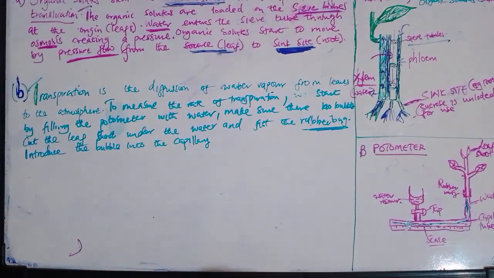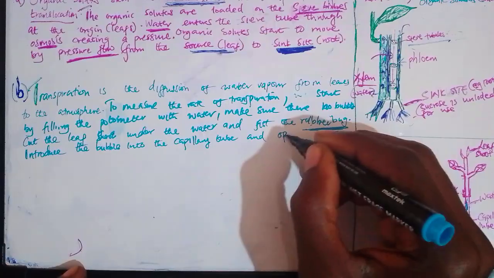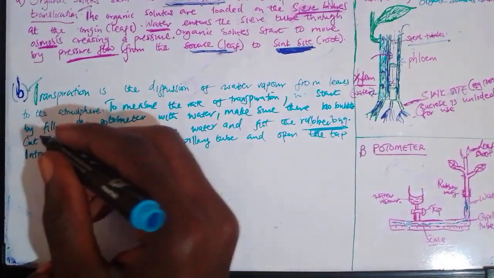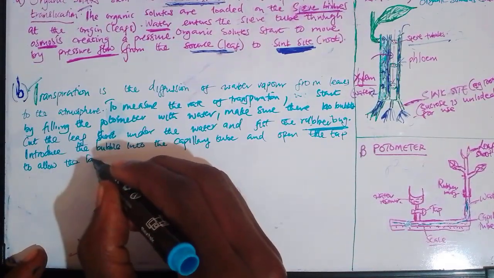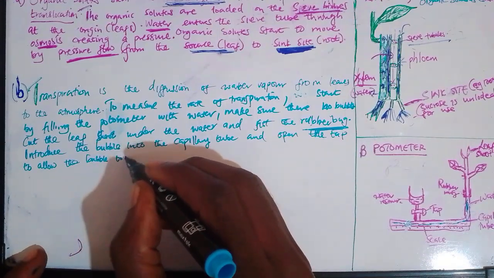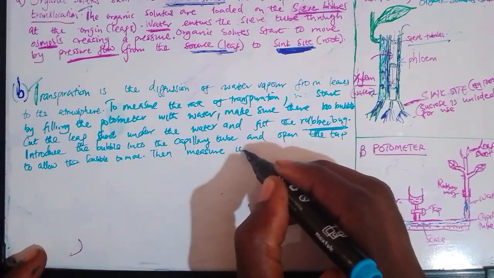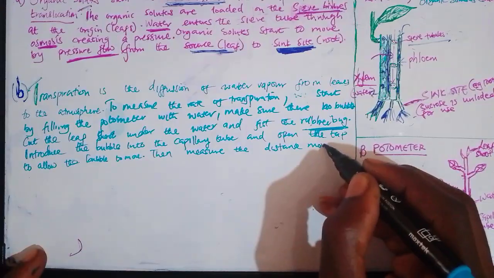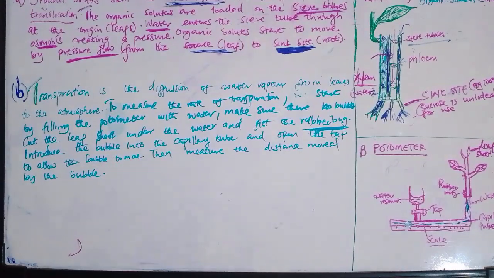So now, once you introduce the bubble into the capillary tube and open the tap to allow the bubble to move, then measure the distance moved by the bubble. So this is how simple you can measure the rate of transpiration.